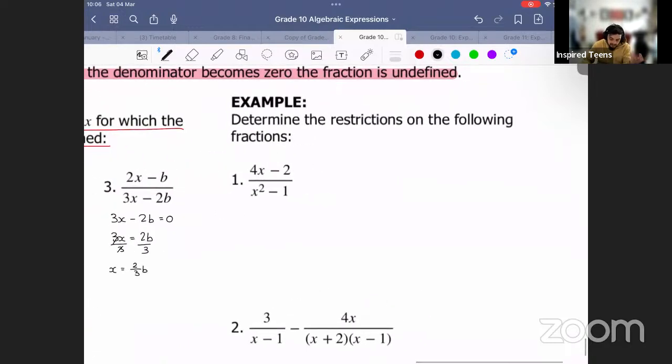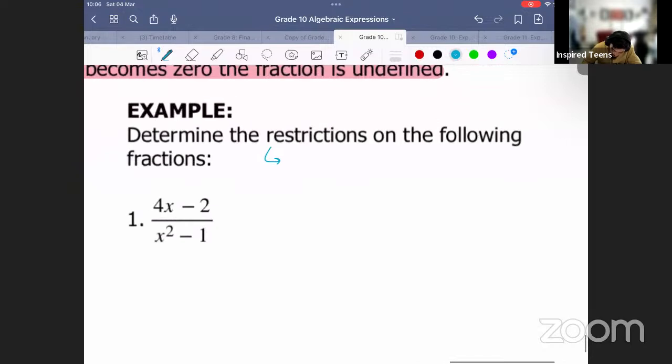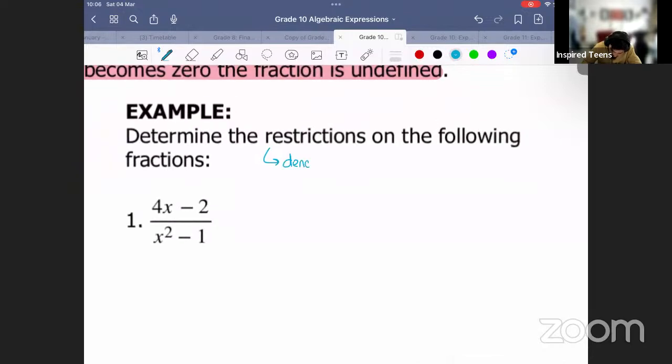Determine the restrictions for the following fractions. When we talk about restrictions, one of our main restrictions is that the denominator cannot equal 0.